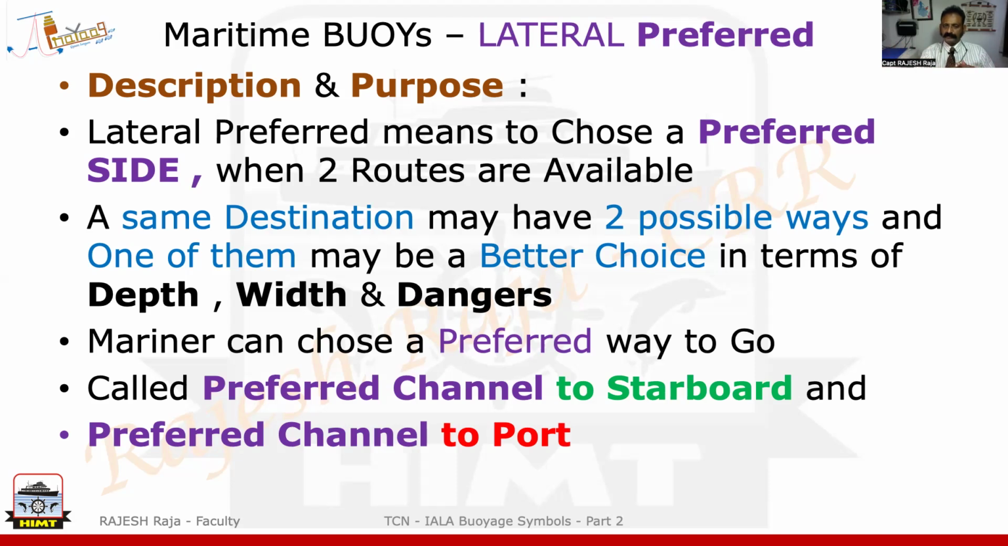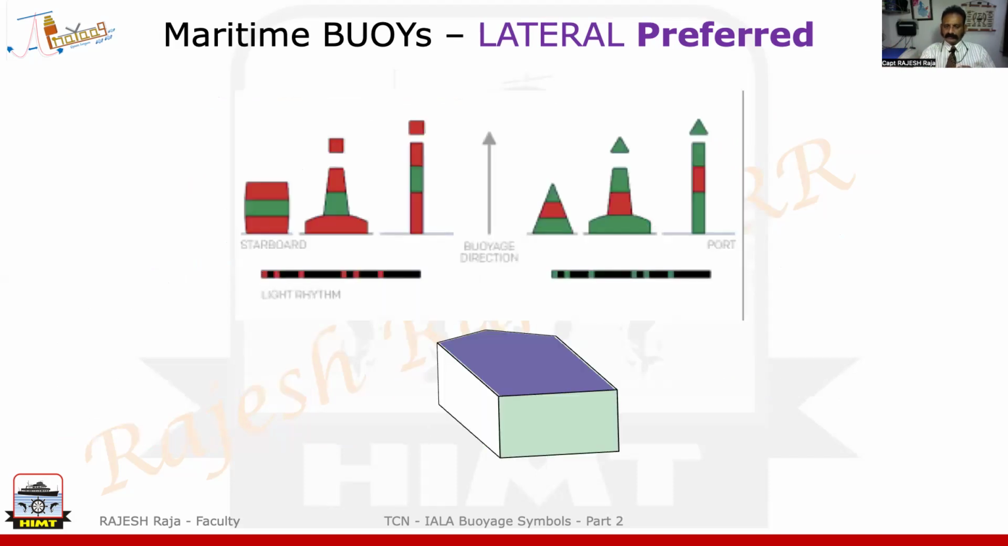This is the title they use: preferred channel to starboard and preferred channel to port. This is your official title they use in the book. But it's slightly tricky here. You might get confused when you look at the book. So that is why I'll give you a small method where you can easily remember this. You have so many colors and shapes to remember. Let me try to give you a very simple way.